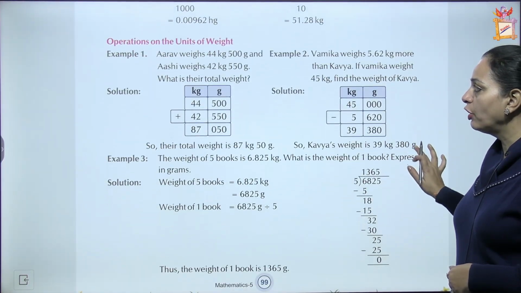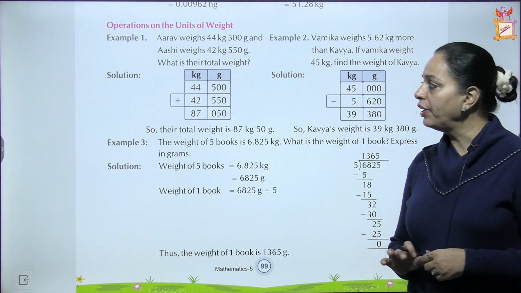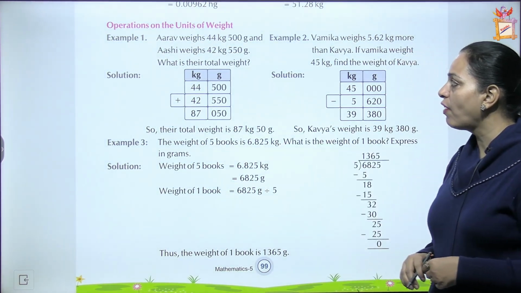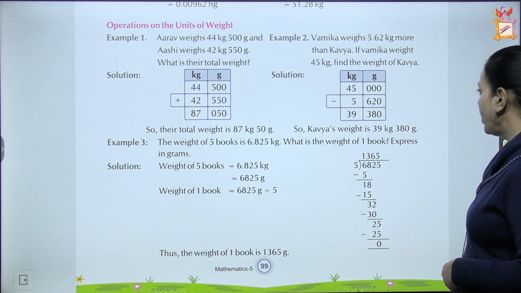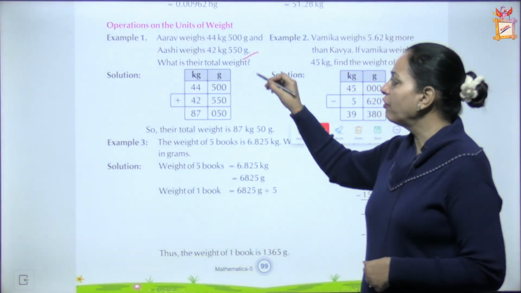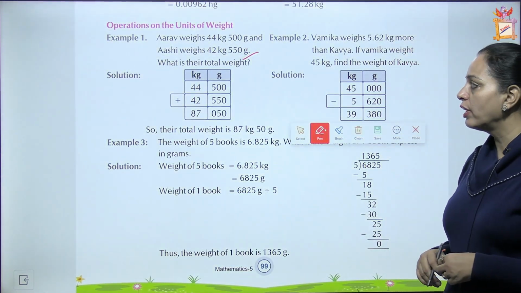Now operations on the units of weight. Example 1: Aram weighs 44 kg 500 gram and Ashi weighs 42 kg 550 gram. What is their total weight?